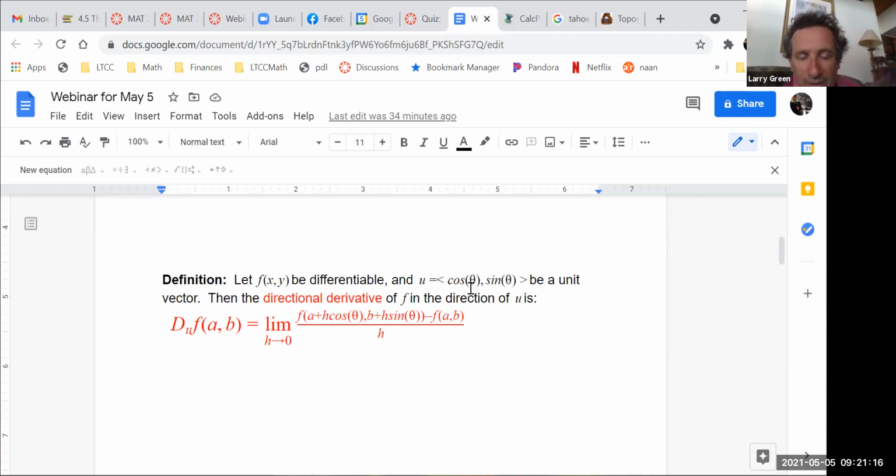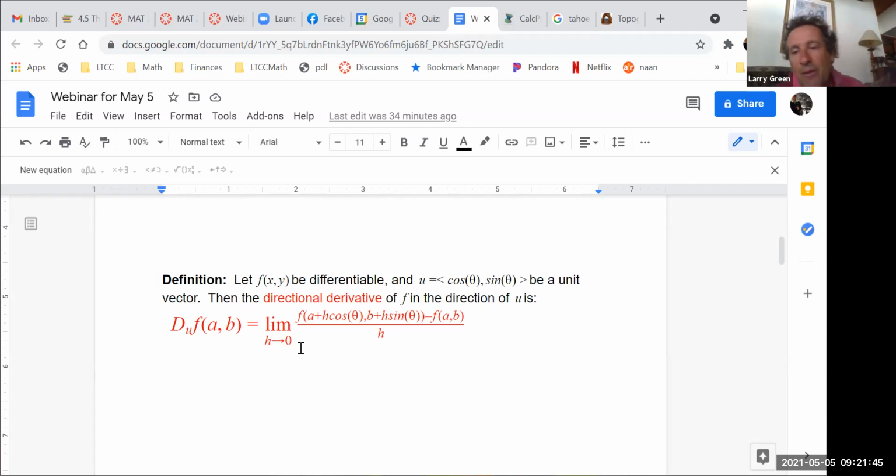Because remember, unit vectors don't have magnitude, the magnitude is 1, so it's not very interesting. But the direction is theta, and that's the one thing that gives you the unit vector: the direction. So the directional derivative in the direction of u of the function f evaluated at the point (a, b) is the limit as h goes to 0.